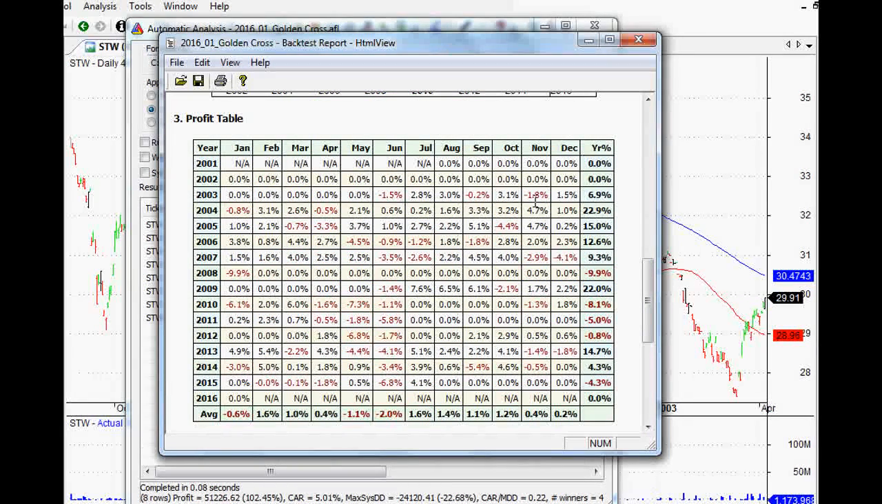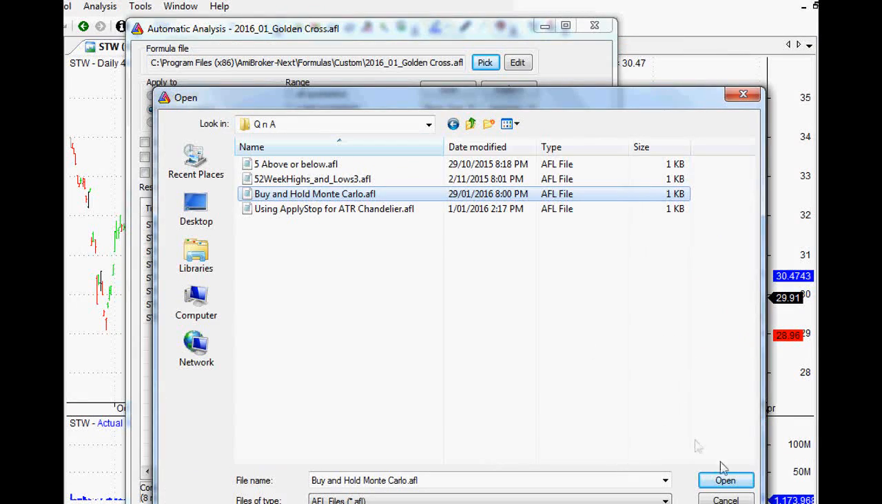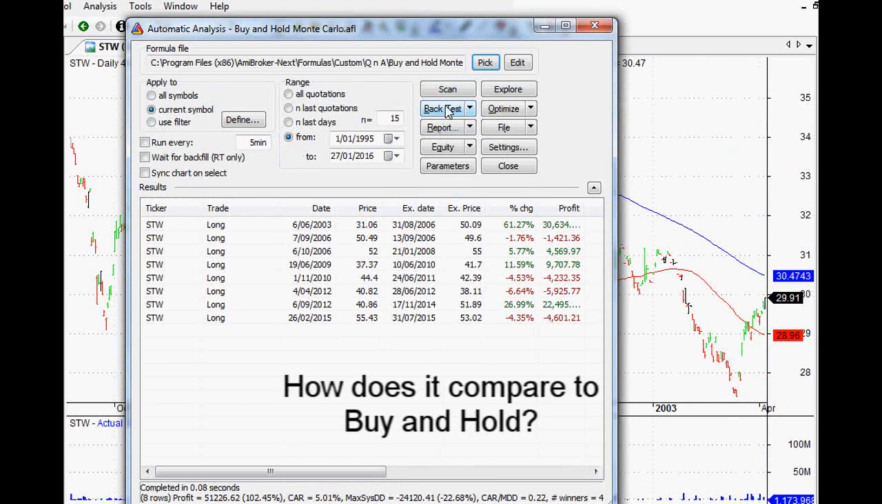The returns on the positives significantly outweigh the returns on the negatives. So we've got -5 or -8, but we've got positive 22 and positive 12, 15 and 22 again. So that's pretty cool. Let's have a look at how it compares to just a normal buy and hold over the same period.